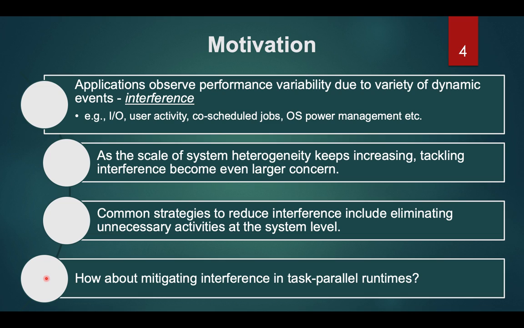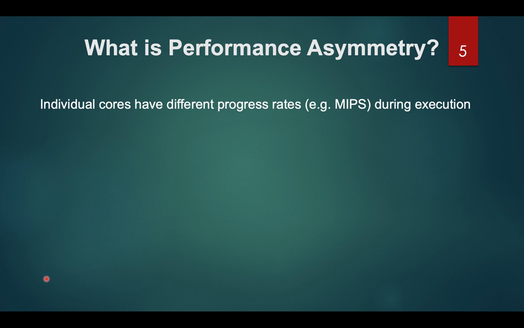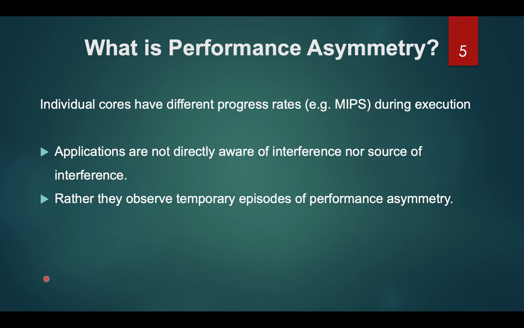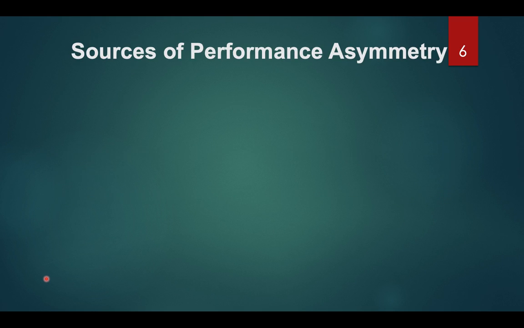So, how about mitigating interference in task parallel runtimes? In this paper, we explore the opportunities at hand to address this problem. So, what is performance asymmetry? It occurs when individual cores have different progress rates, for example MIPS, during execution. Applications are not directly aware of interference nor the source of interference, rather they observe temporary episodes of performance asymmetry.